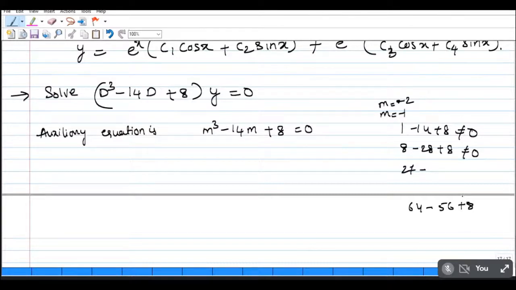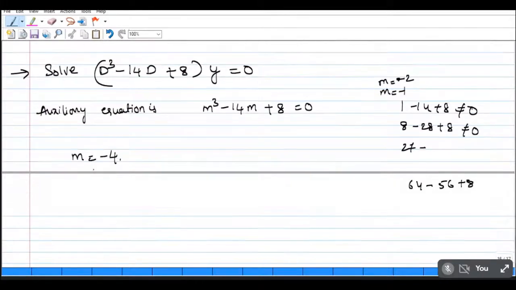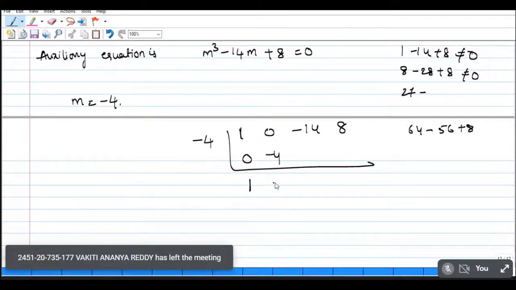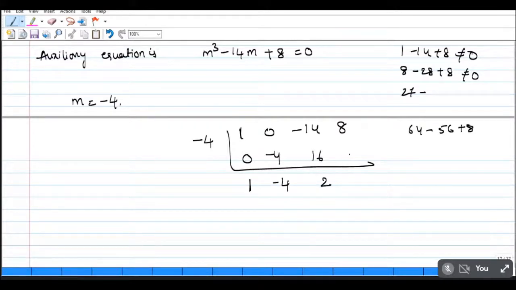M equal to minus 4, it will satisfy, I think, ma'am. Minus 4. Okay, we will see. M cube coefficient 1, M square coefficient 0, M coefficient 8. If M is minus 4: 1 into minus 4 is minus 4, it is 16 minus 16, 0. Right, M equal to minus 4 is one root.